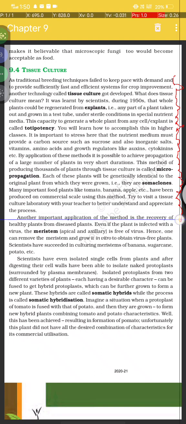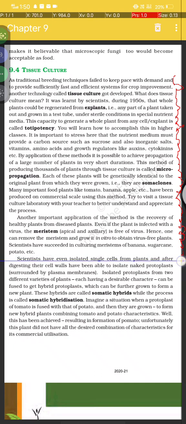Another important application of this method is the recovery of healthy plants from diseased plants. Even if the plant is infected with a virus, the apical meristem is free of virus, hence one can remove the meristem and grow it in vitro to obtain virus-free plants. Scientists have succeeded in culturing the meristem of banana and sugarcane.